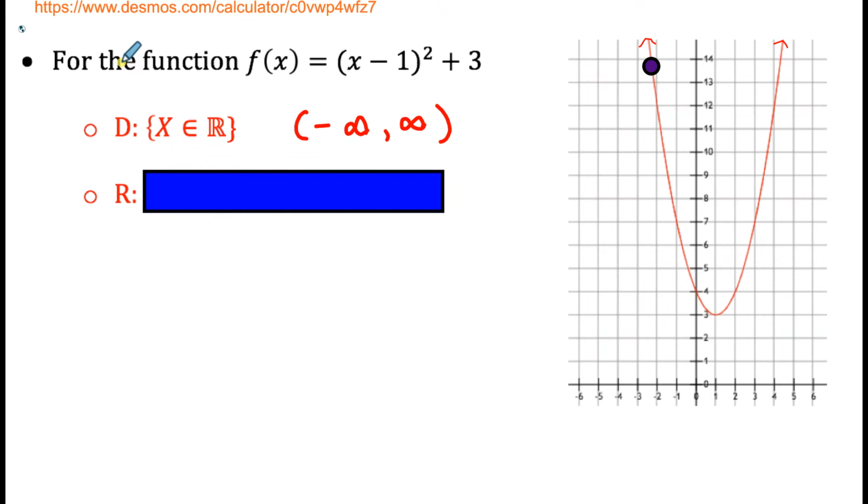Range, however, for this function: what y values can it output? And remember, f of x is just function notation for the y value at a given x value. So when we're plugging in these numbers for x, we can plug in anything we want. What y values can we get?